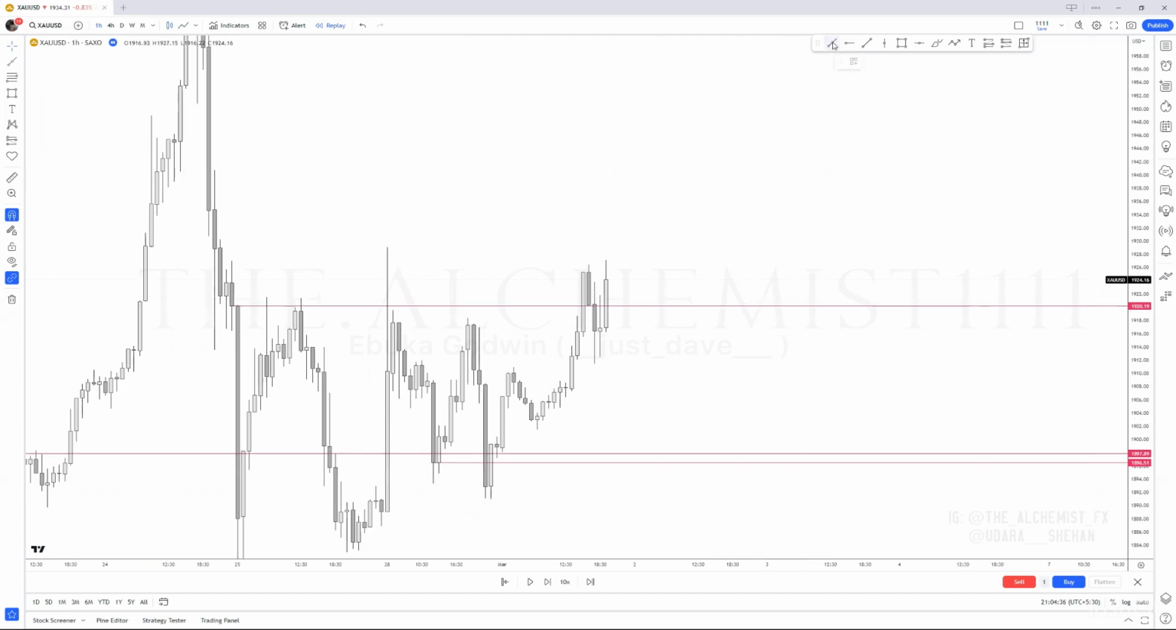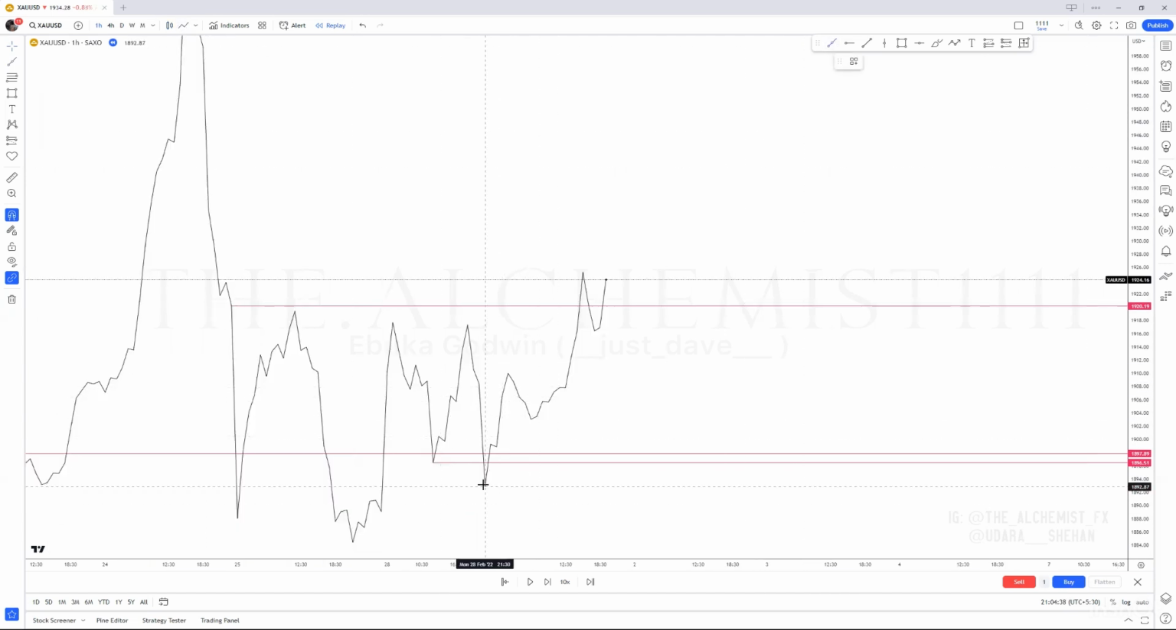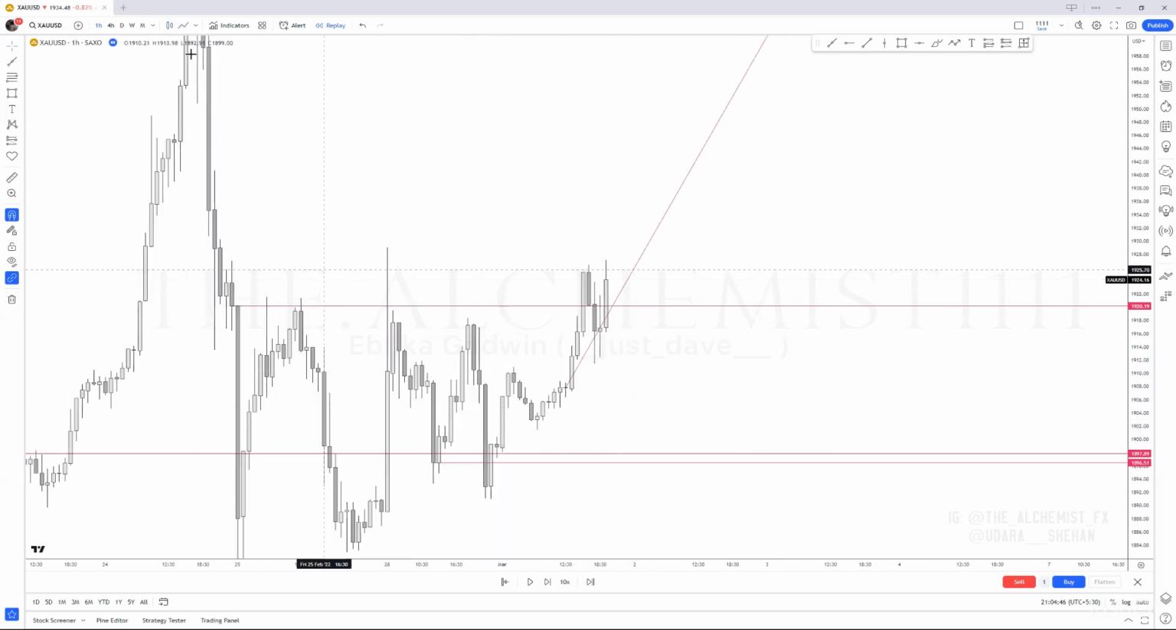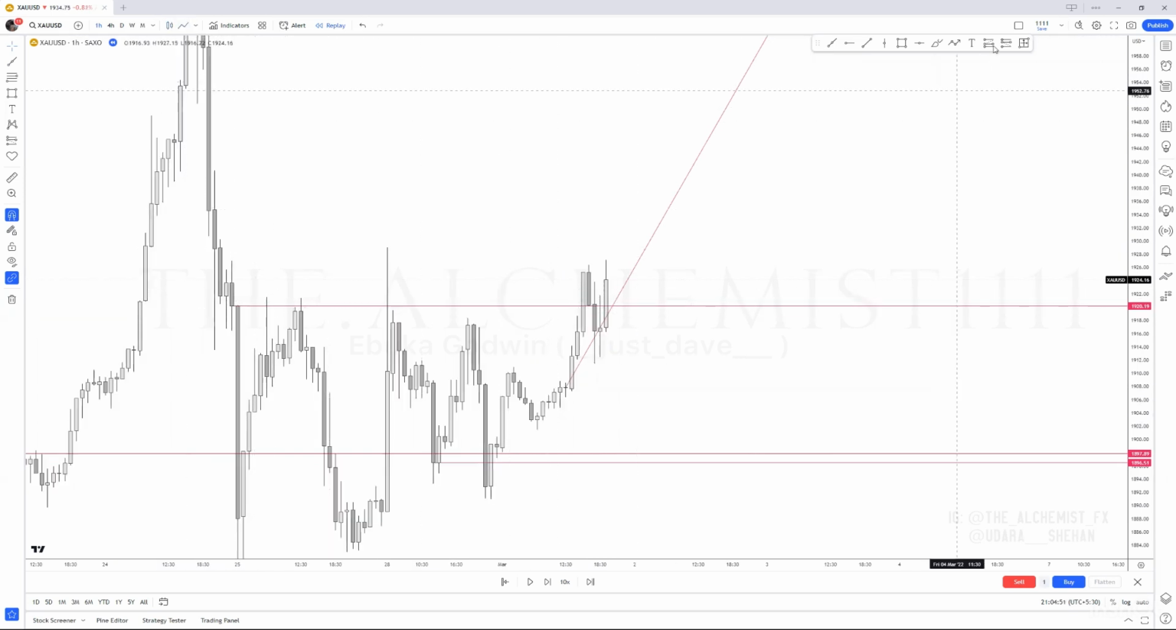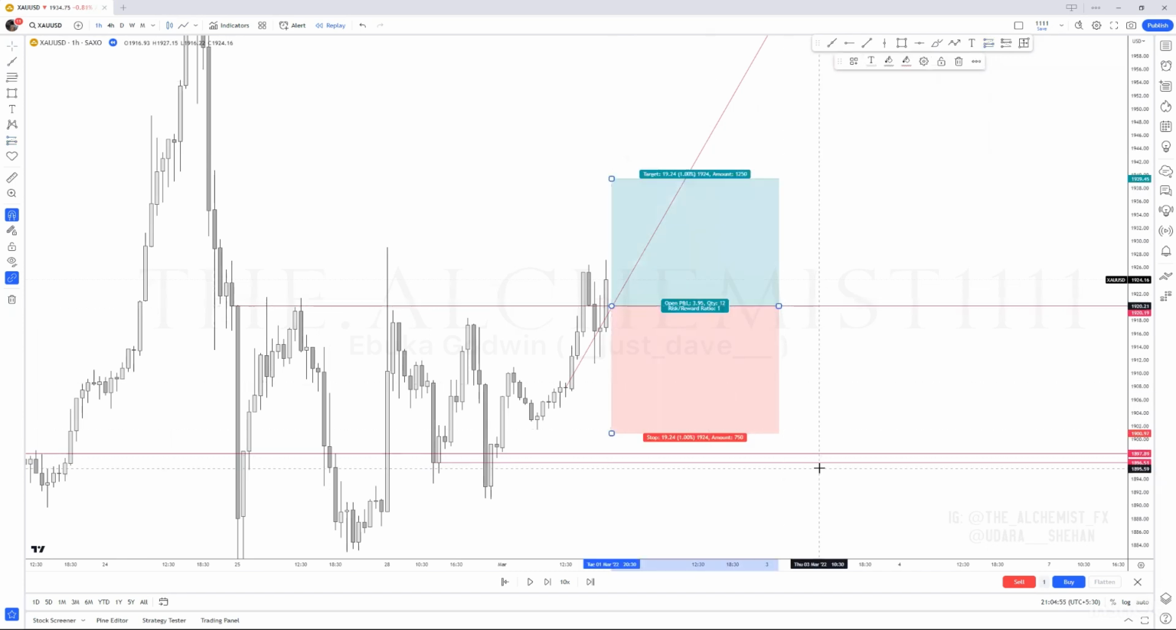We have that. And maybe we could draw a trend line. Maybe something like this, right? Yeah, we have this, and then we have that H4 zone itself. We could do a buy. Let's try doing the 20 and the 100 pip thing.